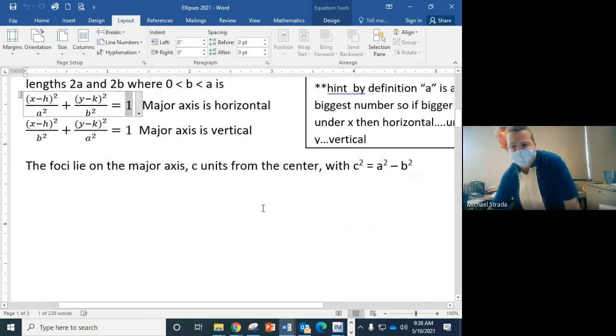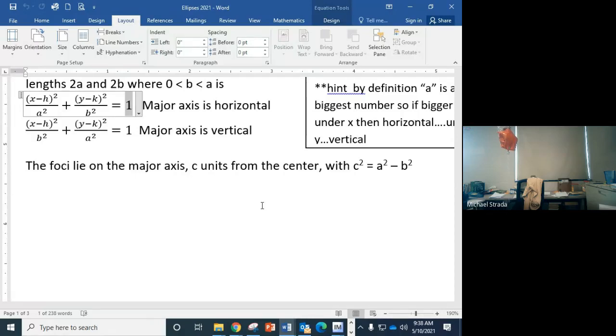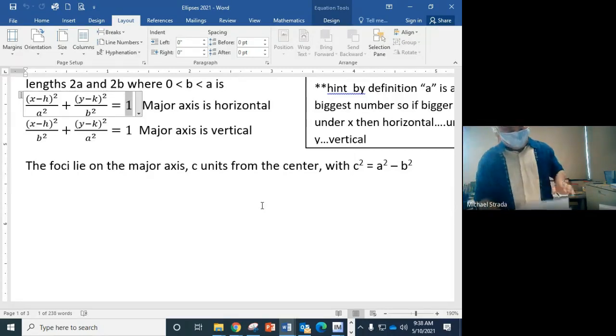The foci lie on the major axis, c units from the center. This is the last major point: c squared equals a squared minus b squared. A squared and b squared are your denominators. So all you're going to do is subtract your denominators and take a square root to find c, the distance from the focus to the center. The focus lies on the major axis. Boom, we got it all covered. So let's look at some graphs, shall we?